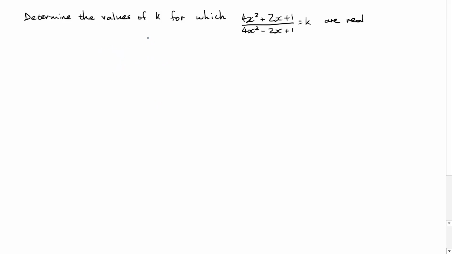So the first step when we've got complicated nature of roots questions is that we want to times everything out. And so if I times the LCD across here, I'll end up with 4x squared k minus 2xk plus k.